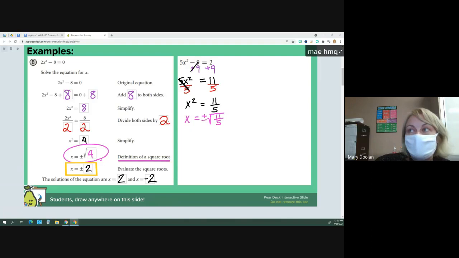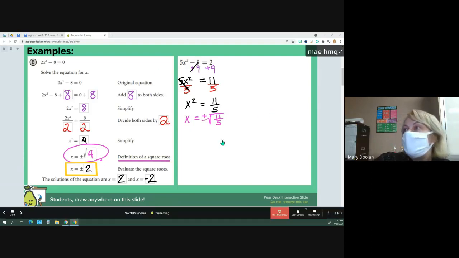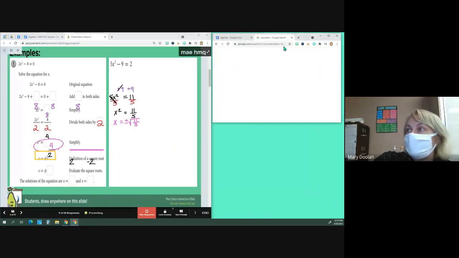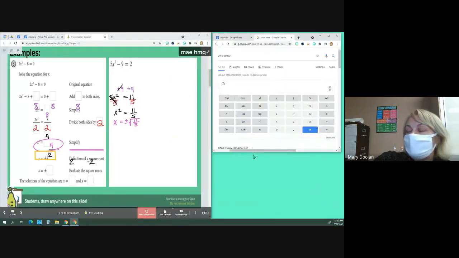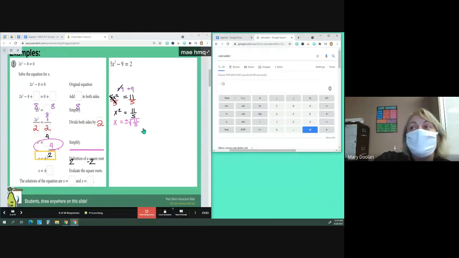Well, 11 divided by 5, that's not a perfect square. And I can't break that into two perfect squares either. I can't do like the square root of 11 or the square root of 5. That's an irrational number. So what I'm going to want to do is open up a calculator. And I'm going to figure out what is the square root of 11 over 5.